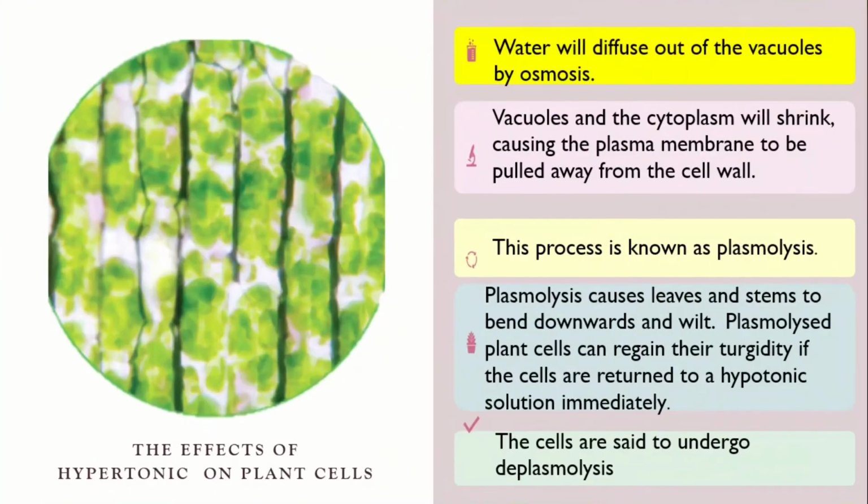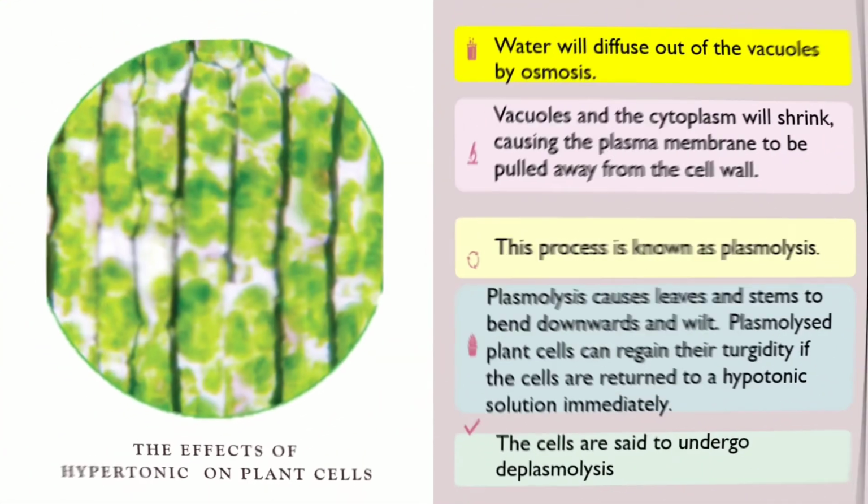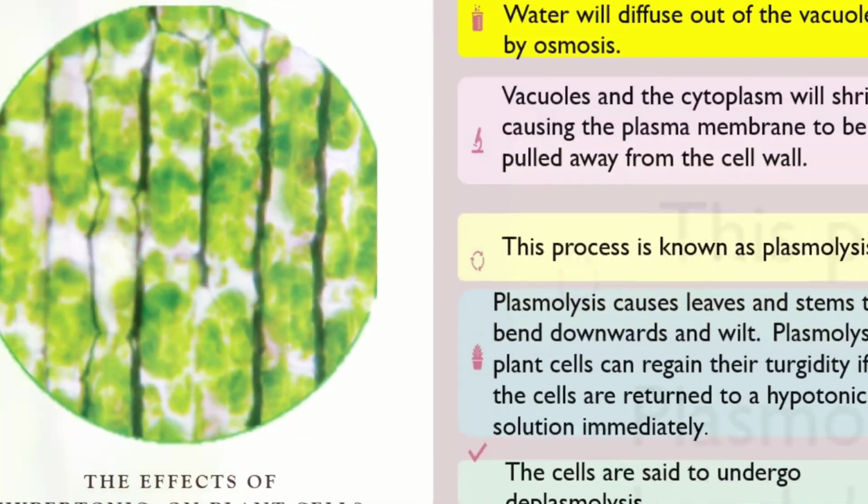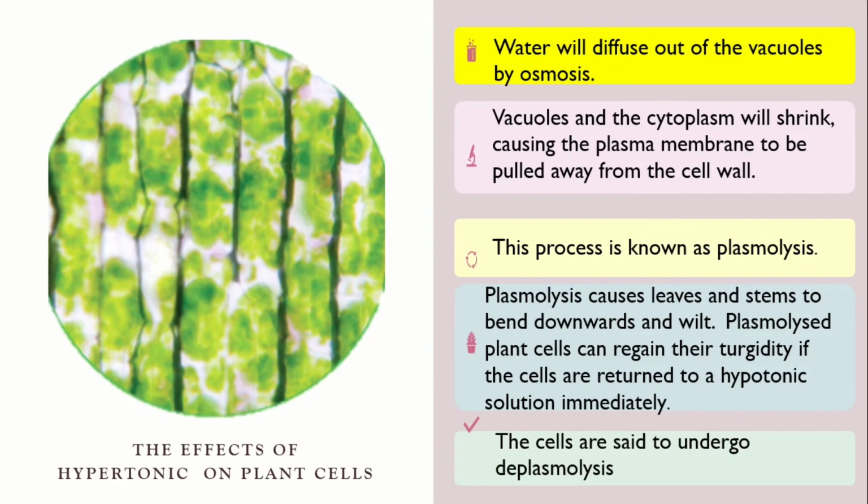Next, we are going to discuss the effect of hypertonic solution on plant cells. The water diffuses out of the vacuole by osmosis. The vacuole and the cytoplasm will shrink, causing the plasma membrane to be pulled away from the cell wall, and this process is called plasmolysis. Plasmolysis causes the leaf and stem to bend downward and wilt, and plasmolyzed plant cells can regain their turgidity by placing the cells in a hypotonic solution immediately. So the cells are said to undergo plasmolysis.